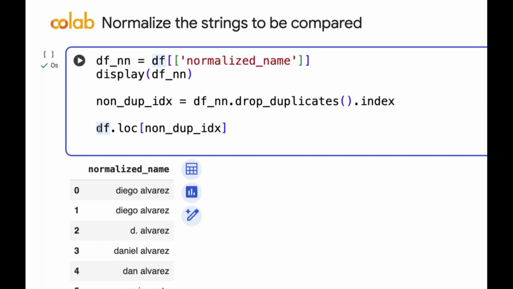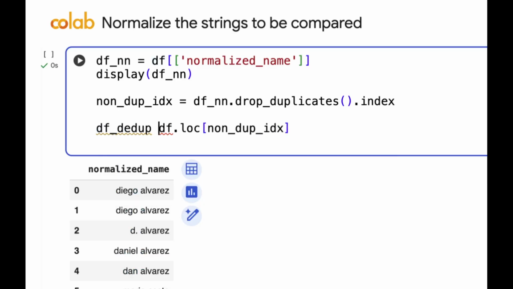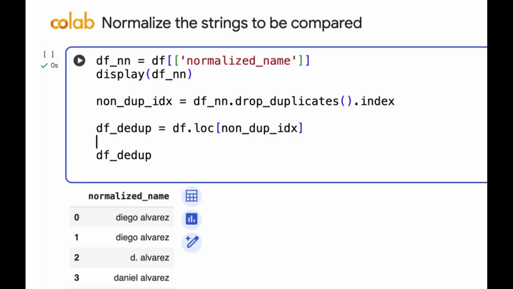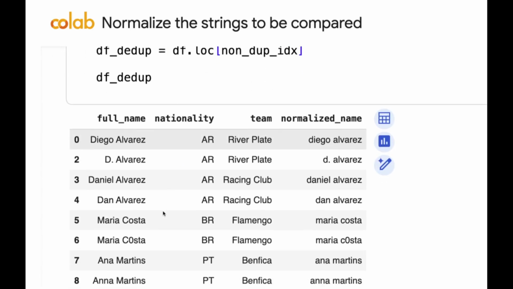Okay. So let's do this. Let's call it df_dedup. So that's the data frame after deduplication. And then finally, let's enter the name of this new data frame to show its content. Also, let me comment out this intermediate step of visualizing the one column data frame. All right, so that's the final result.